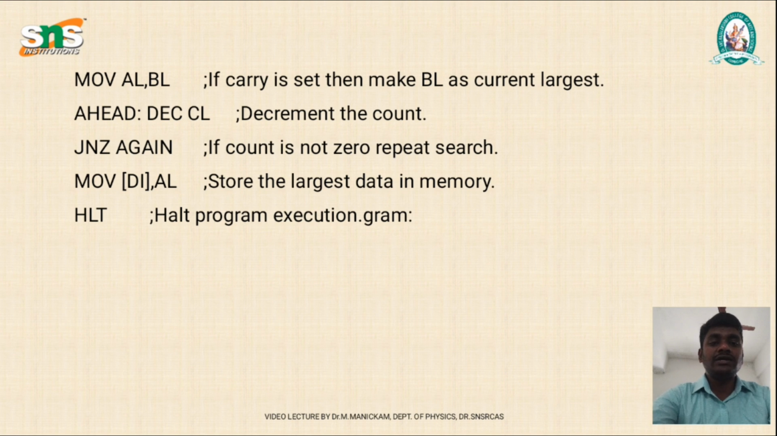So after the comparison of all the data, we will find out the largest data in the AL register. That AL register is moved to the DA register. That DA register is pointing to the 1200 address. So HLT is the end of the program. To stop the program, we are using the HLT instruction.